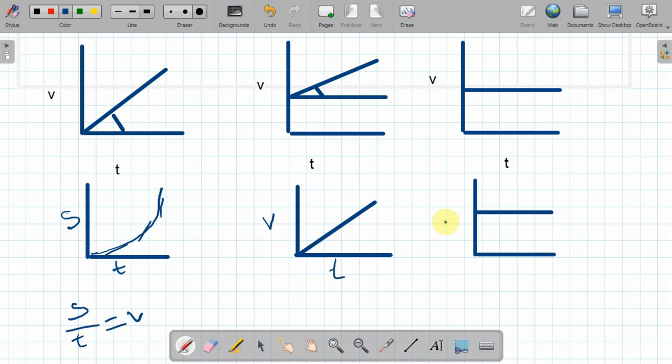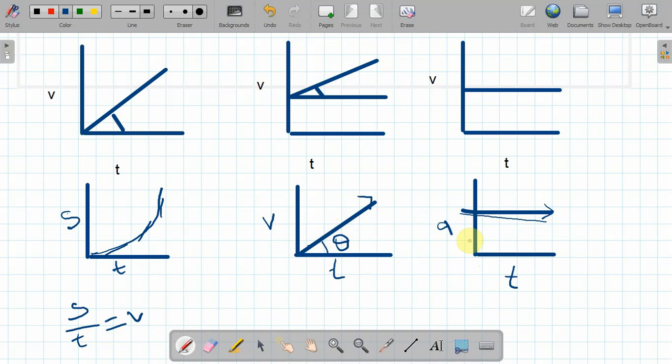Now what will happen in the acceleration-time graph? Since the slope is constant, acceleration is constant. This is how the concept is applied. In the velocity-time curve, the slope is acceleration, and the slope is constant. So if we plot the same motion in the acceleration-time curve, acceleration is constant, it is not changing. It is always in the same direction continuously.